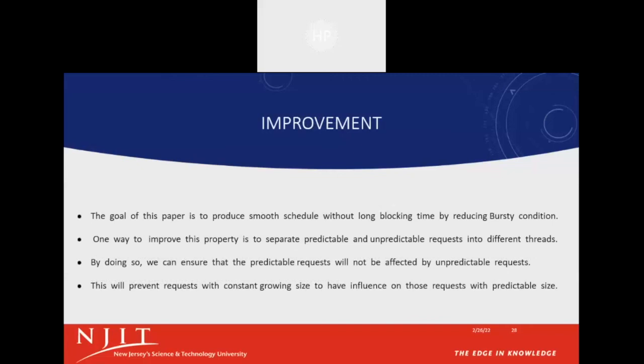And here are some improvements we can make. The goal of this paper is to produce a smooth schedule without long backlog time by reducing bursty conditions. One way to improve this property is to separate predictable and unpredictable requests into different threads. By doing so, we can ensure that predictable requests will not be affected by unpredictable requests. This will prevent requests with constantly growing size from influencing those requests with predictable size.